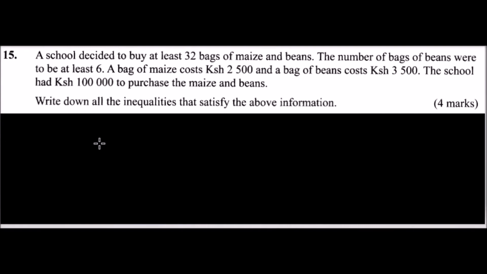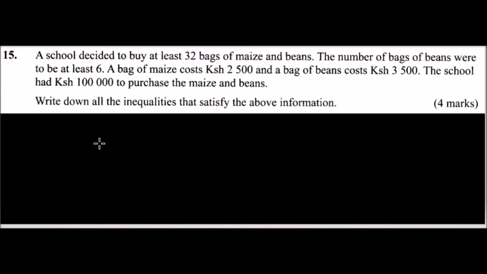Question number 15, we are told a school decided to buy at least 32 bags of maize and beans. The number of bags of beans was at least 6. A bag of maize costs 2,500 and a bag of beans costs 3,500 Kenyan shillings. The school had 100,000 Kenyan shillings to purchase the maize and beans. Write down all the inequalities that satisfy the above information.